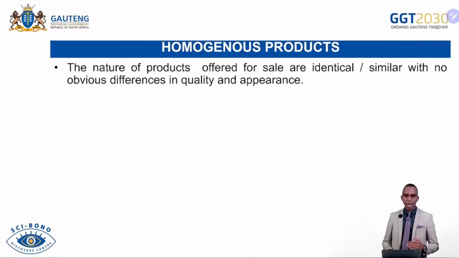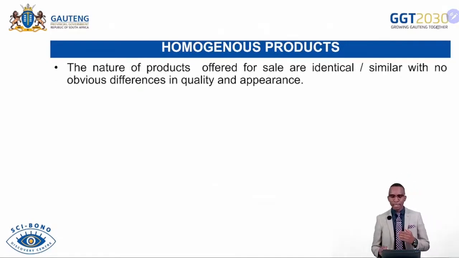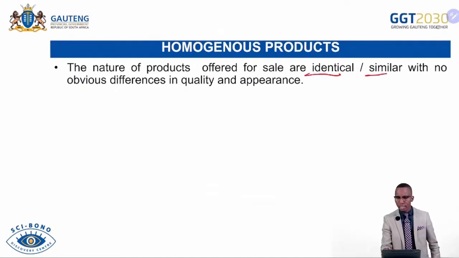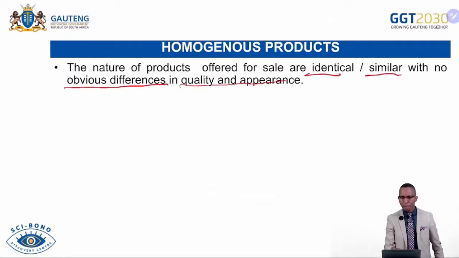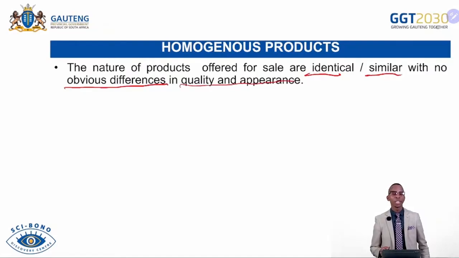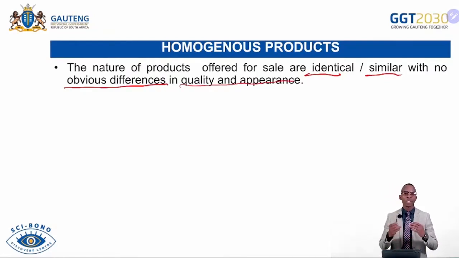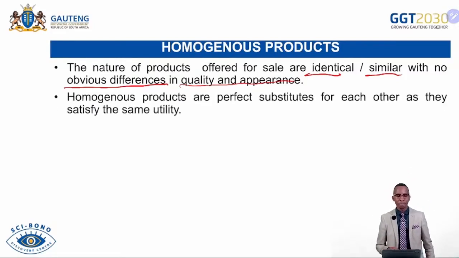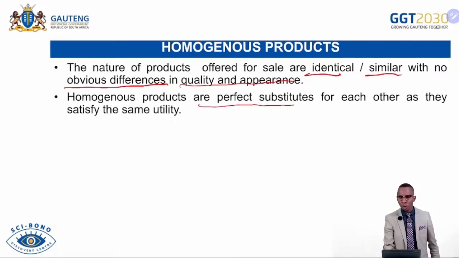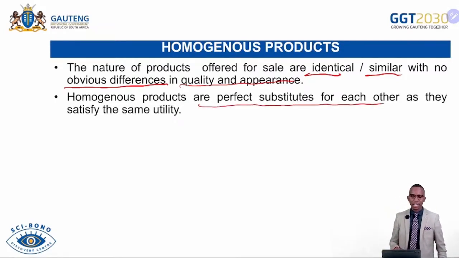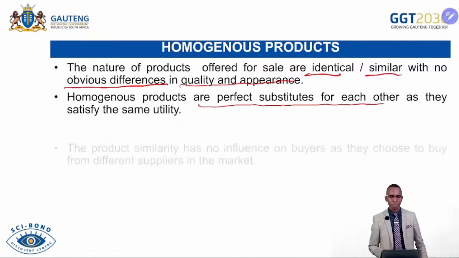That particular product or those goods are known as homogeneous or identical products. The nature of products offered for sale are identical or similar, with no obvious differences in quality and appearance. It's not easy to simply separate them: they look the same, they taste the same, they satisfy the same utility, and they easily replace one another. Hence, we say they are homogeneous. Homogeneous products are perfect substitutes for each other.